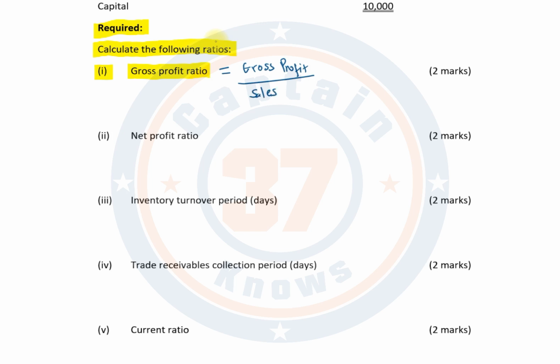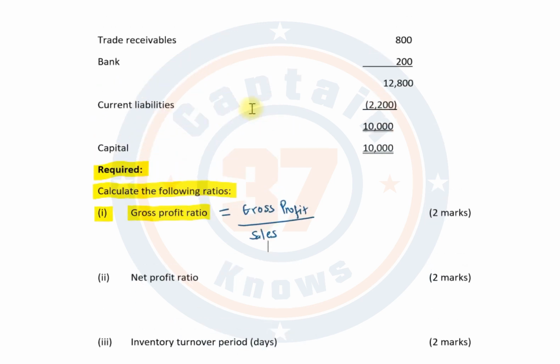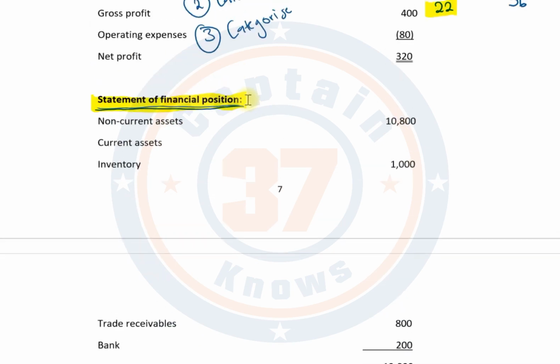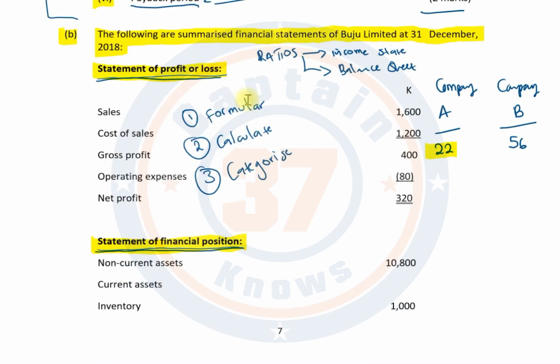So when we look at the question, the gross profit is given. And where is the gross profit given? Gross profit is given in the income statement. Here is the gross profit. How much? 400. And what else was required? Sales. Sales is 100. No, this is 1,600.